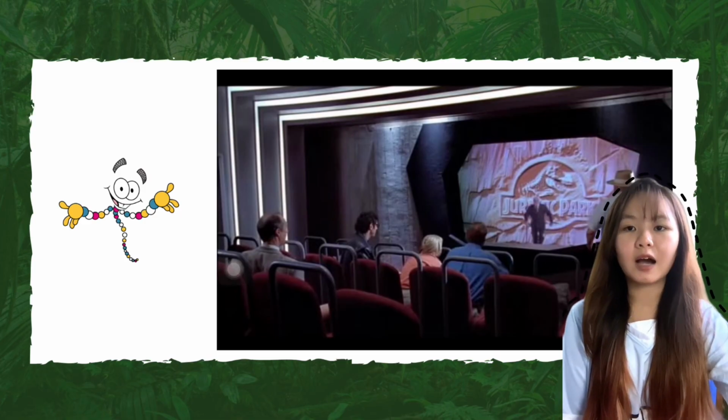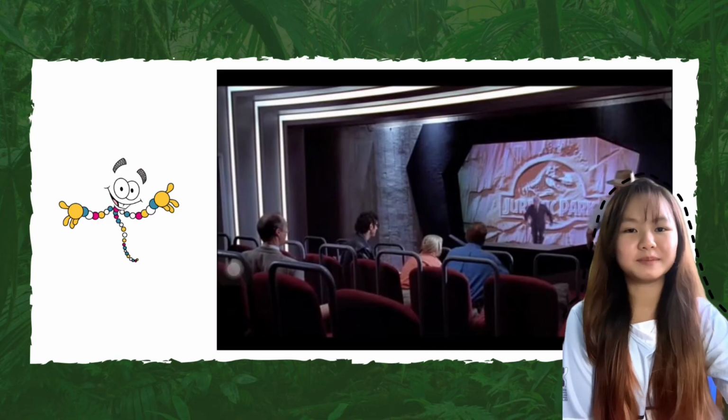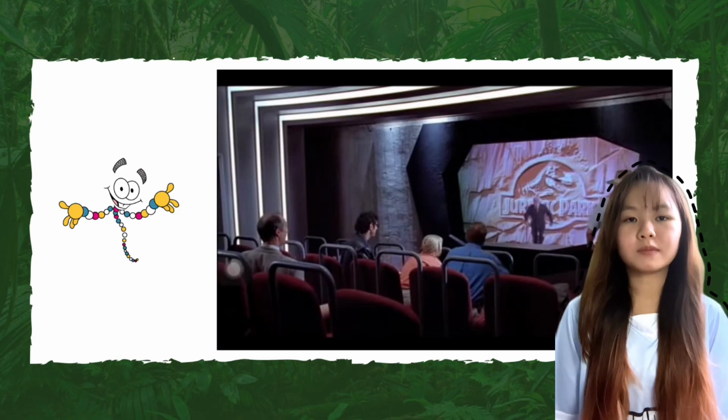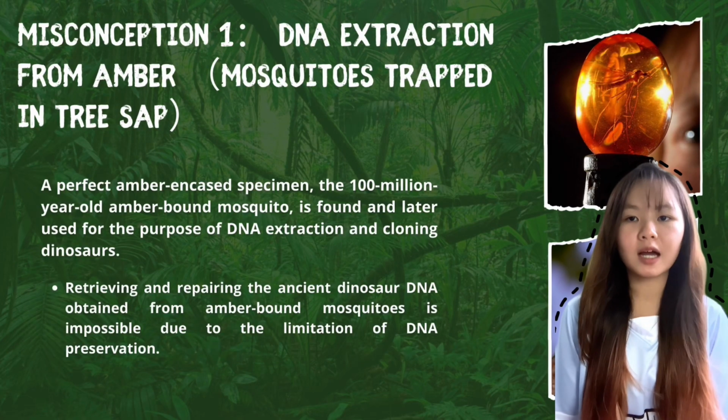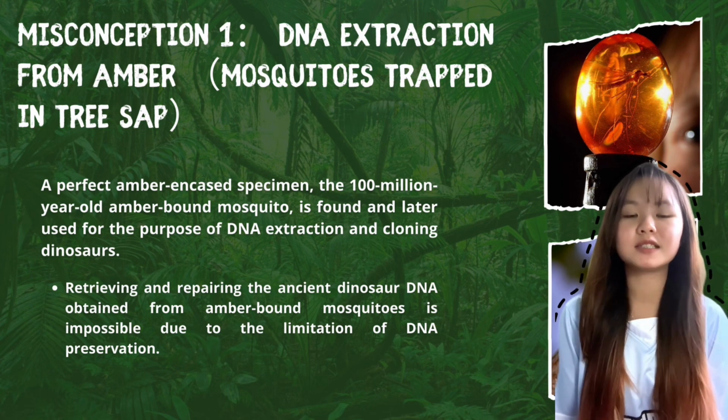Then the eggs are watched over and kept in optimum condition until they are ready for the nursery. However, there are 2 misconceptions that highlight the differences between science fiction and scientific reality, which are DNA extraction from amber and filling DNA gaps with other living relative species DNA.